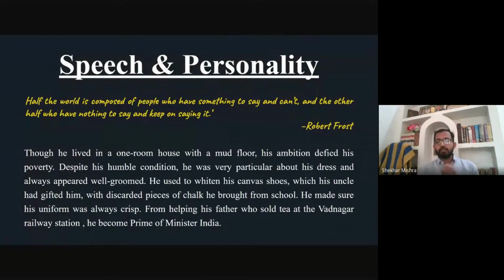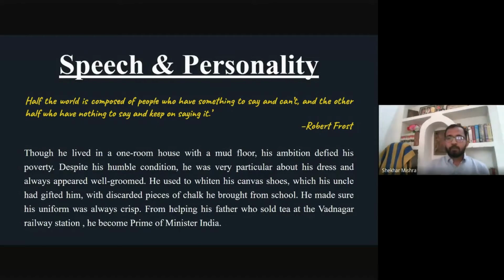Why have I taken this example? Because here is a live example of how a speech can lift a person from a downtrodden position in society to the Prime Minister of India. It's not only the quality of his speech and personality, but yes, speech and personality has played a major role in his upliftment. What people like most about him is his quality of speaking and his personality.